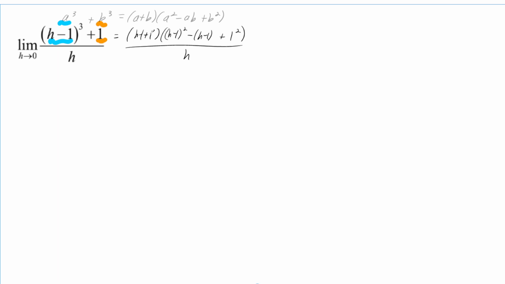But h minus 1 plus 1, that's actually just the same thing as h because these ones cancel. And that means I can now cancel this h, which gets rid of the problem of not being able to plug in 0. So I can now plug in that 0 everywhere that I see h.